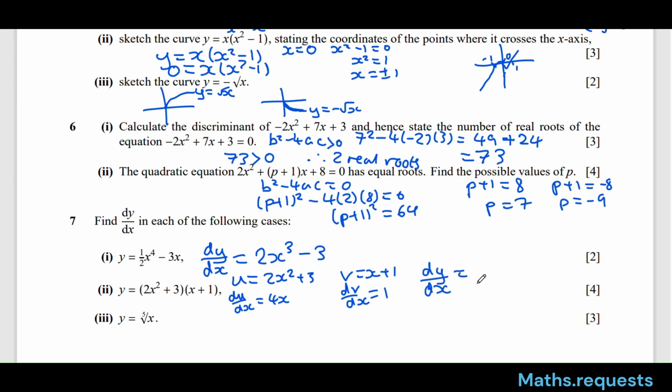So therefore I can say dy dx equals, and I use the product rule formula, which is the first, so 2x squared plus 3, times the differentiation of the second, which in this case is just 1, so I can leave it. And then this plus the second, which is x plus 1, times the differentiation of the first, which is 4x. So I can expand and simplify. So I can say 2x squared plus 3 plus 4x squared plus 4x. So therefore dy dx equals 6x squared plus 4x plus 3.